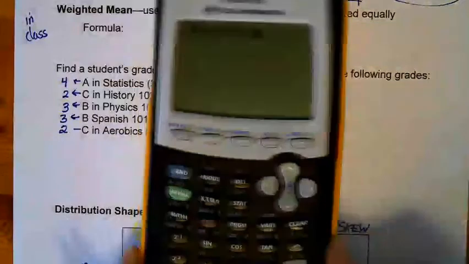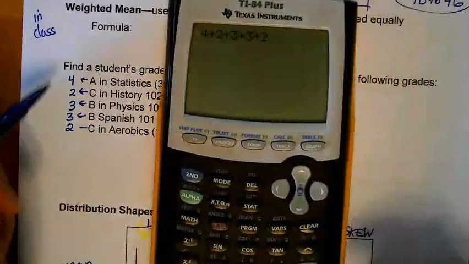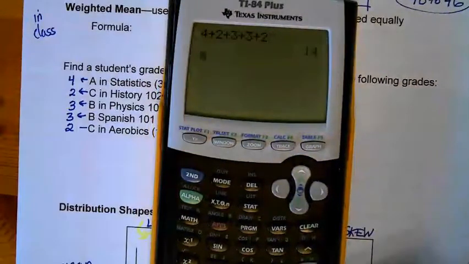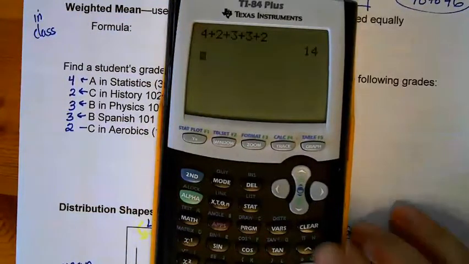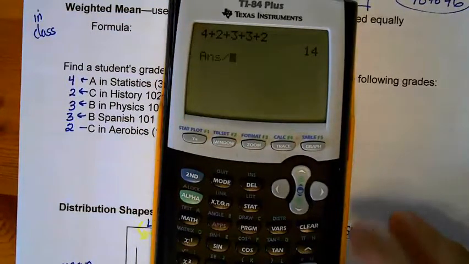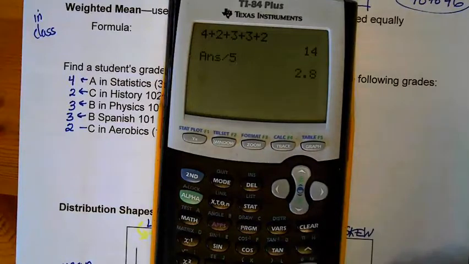Let me get my calculator there. So you would add up those values. You have your 4, your 2, your 3, your 3, and your 2, and say, okay, a total of 14 points, and we would divide by 5 classes. So divide by 5, 2.8, and my average would be a 2.8.